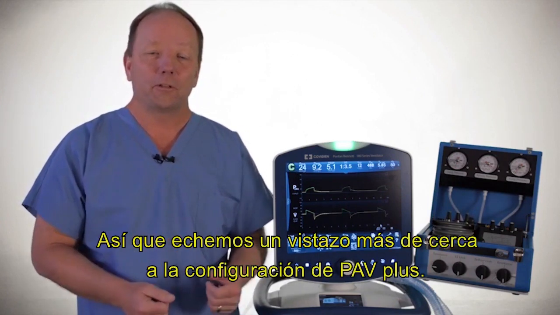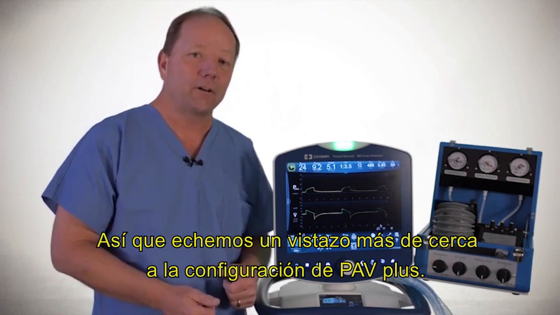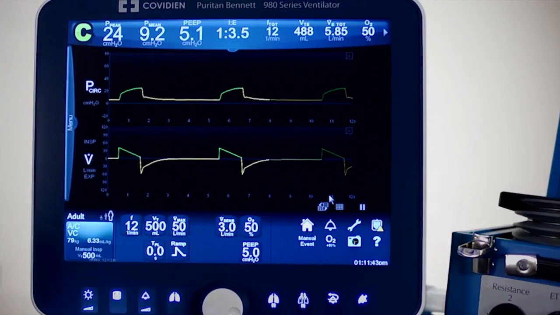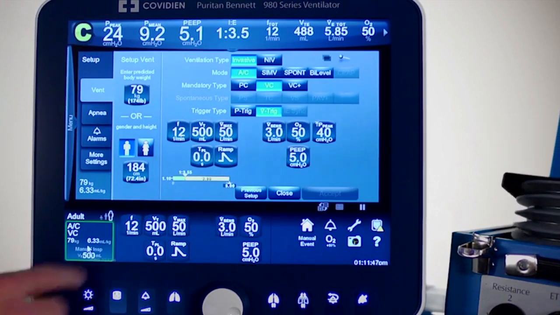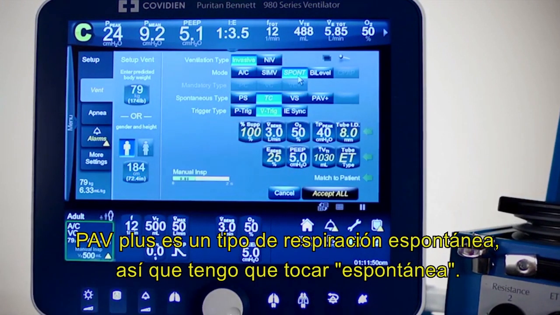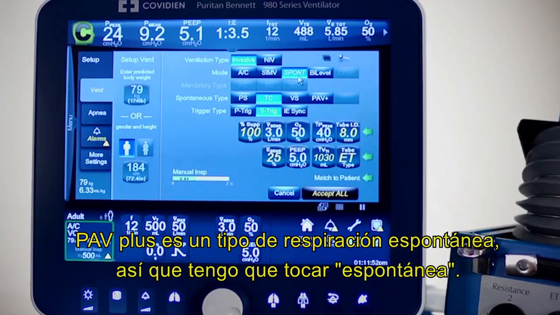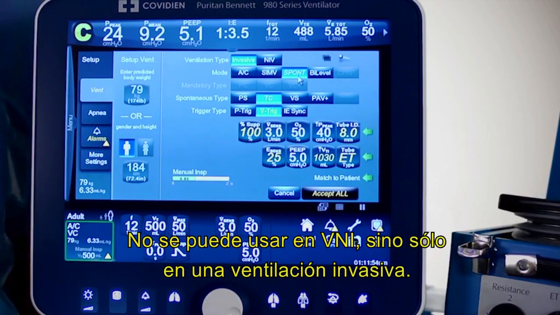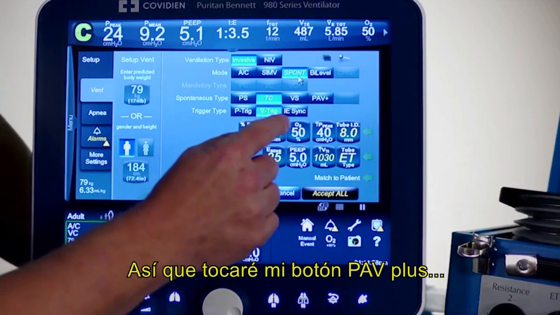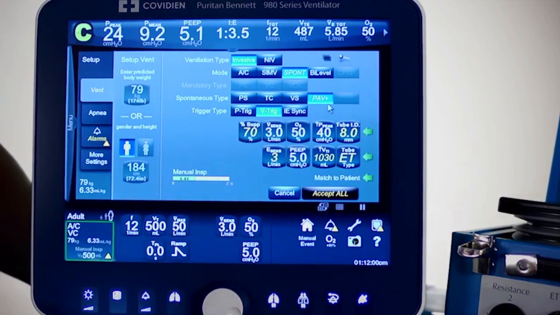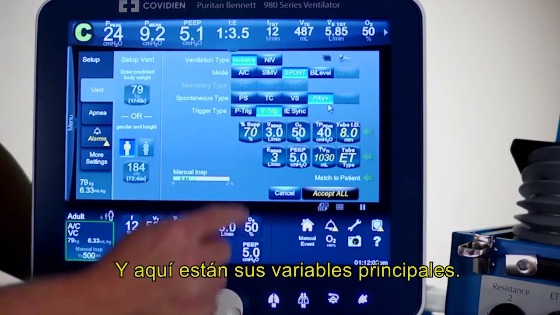This software is really intended for adult patients with adult circuit types. So let's look a little bit closer at the actual settings of PAV Plus. I go under Mode Setup. Now PAV Plus is a spontaneous breath type, so I have to hit spontaneous. It cannot be used in NIV, but rather only in invasive ventilation. So I'll touch my PAV Plus button, and here are your primary variables.